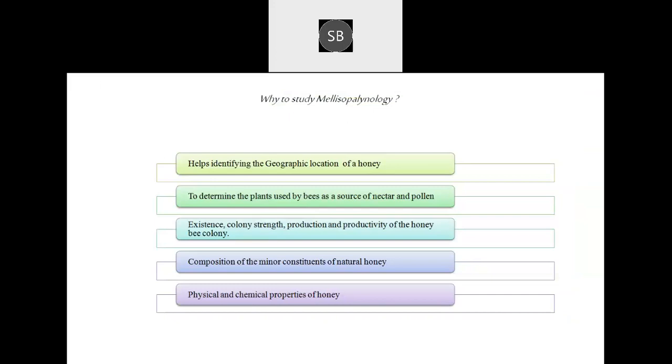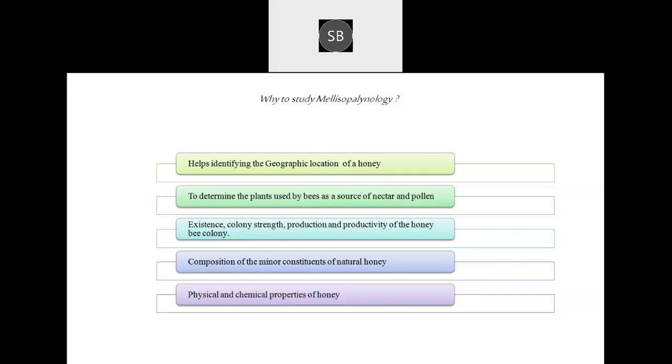Now the question comes, why study melissopalynology? The pollen analytical study of honey can provide a basis for identifying the origin of honey in terms of its locality and its floral source. It could be the best method to determine plants used by bees as a source of nectar and pollen. Also, the plants that provide pollen and nectar are very important for the existence, colony strength, production and productivity of the honeybee colony.